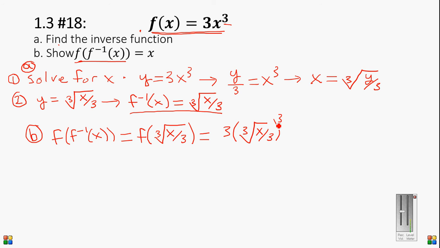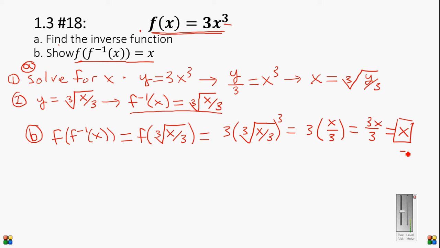The nice thing about that is it does a couple of things. If I cube a cube root, that's essentially like squaring a square root. It basically undoes itself. So the exponent of 3 and the cube root undo each other. I end up with 3 times x over 3, which is equal to 3x over 3, which is equal to x. And that's what we were supposed to prove. It's kind of like a mathematical proof. We want to prove that this takes us back to x, which it did.